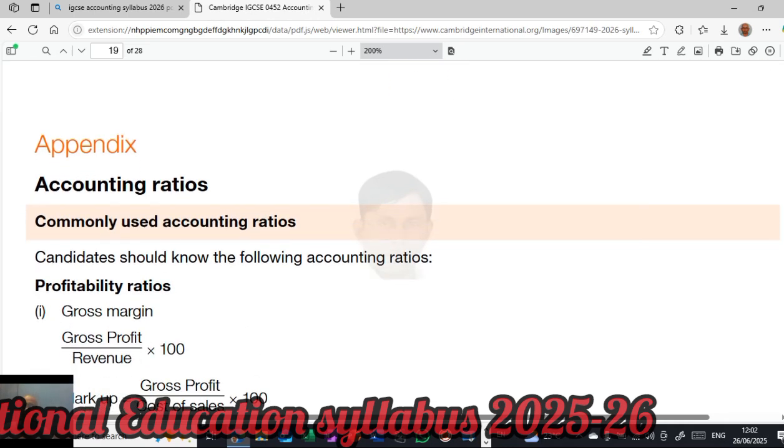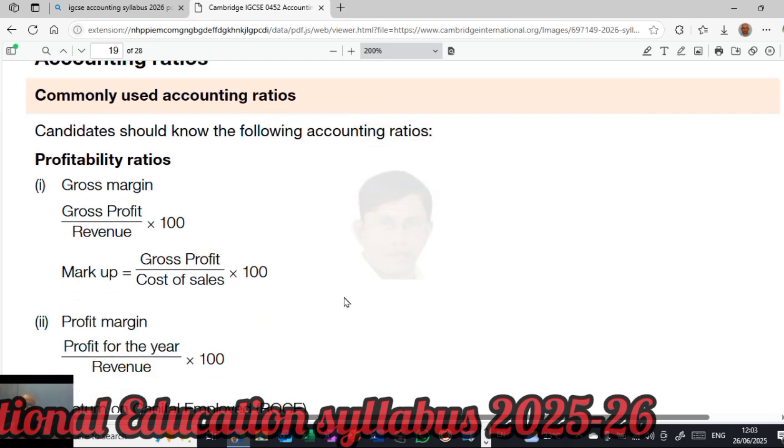The ratios you'll be learning are very important. These are the important ratios for you to learn in IGCSE accounting. Candidates should know the following accounting ratios. Gross margin is gross profit upon revenue into 100. Mark-up is gross profit upon cost of sales into 100. So there is a difference between this and this. Profit margin is profit for the year upon revenue into 100.